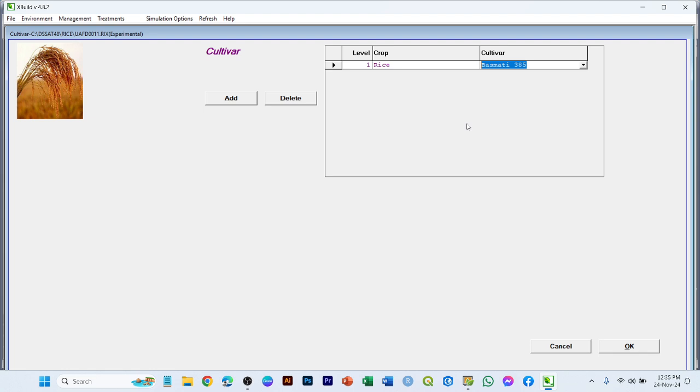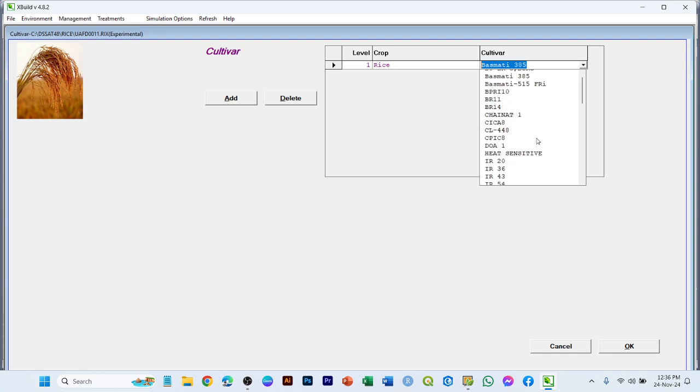After cultivars, if you have multiple cultivars, you have to add them, right? And even in rice, there are different types of cultivars. So when you click on the right side, these are the rice cultivars, the different rice cultivars that are embedded in the model. So you can see where your cultivar is. You just have to select any one. If you don't have multiple cultivars, you have to go with it as it is.